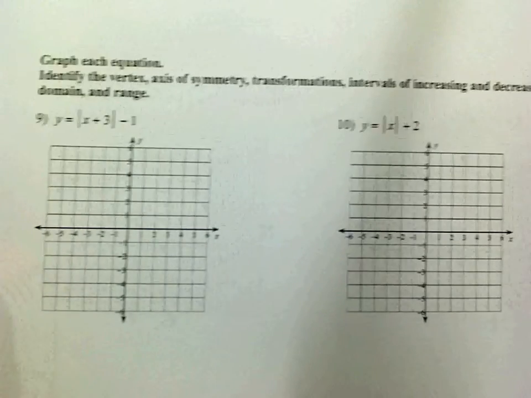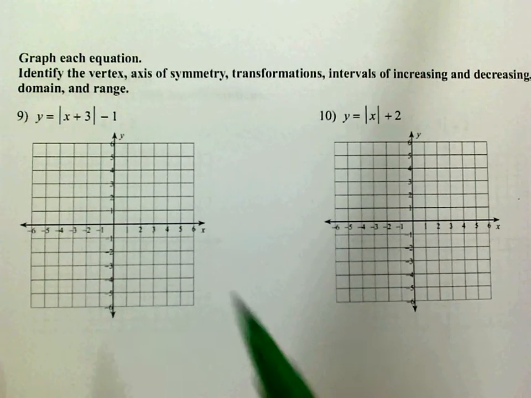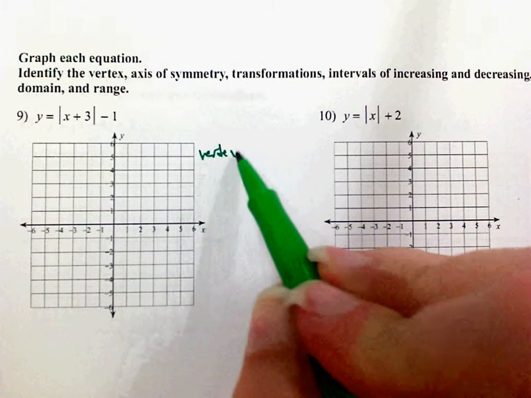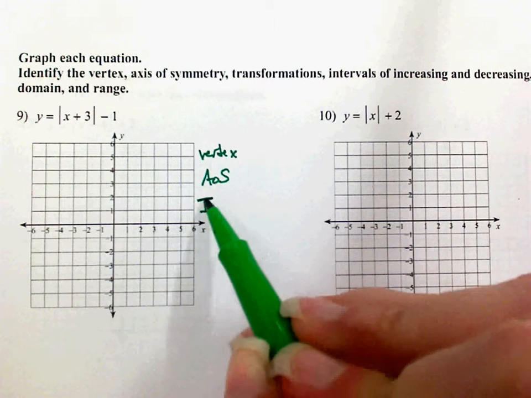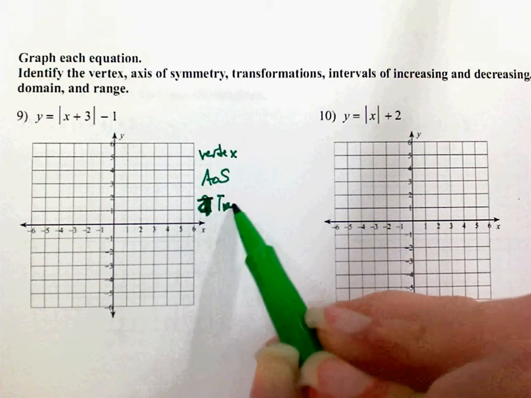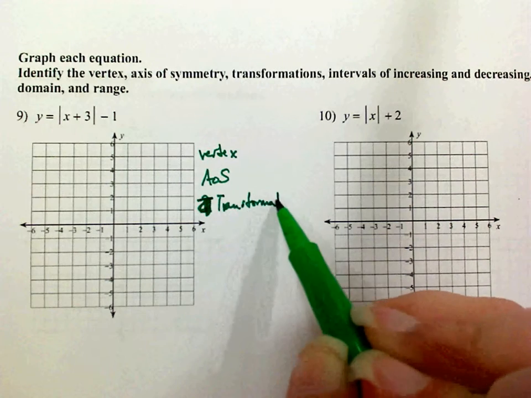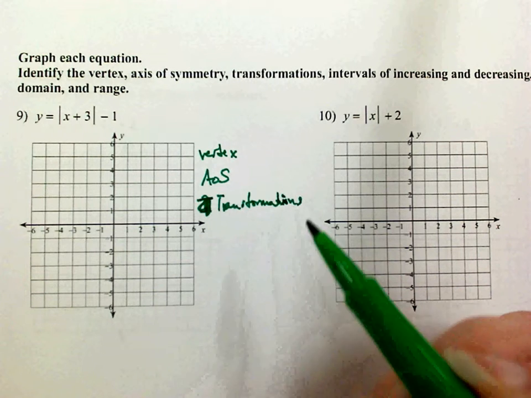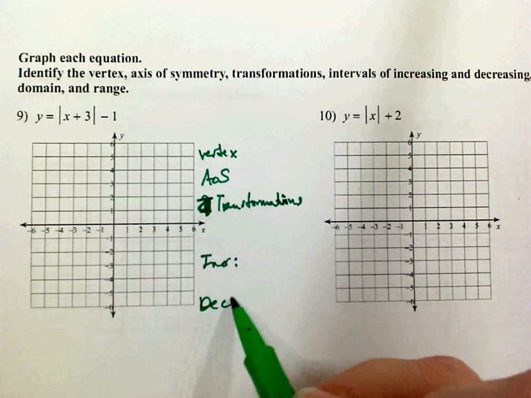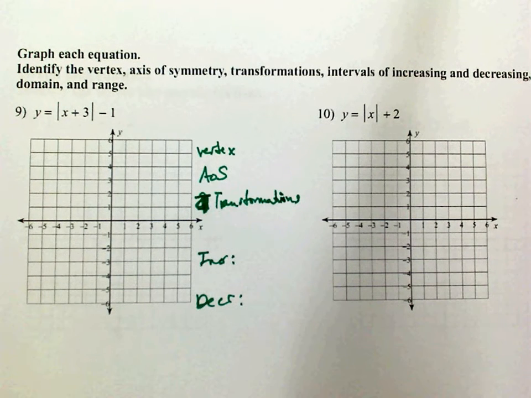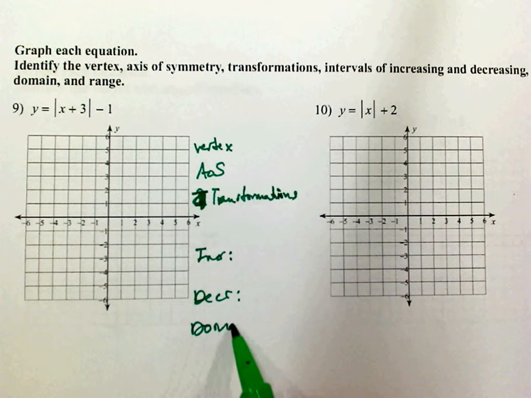Okay, so let's talk about everything that it wants. It wants the vertex. It wants the axis of symmetry. It wants the transformations. I'm tired of writing that word. Intervals of increasing, decreasing, right? And domain and range, yeah? They don't ask for much, do they?